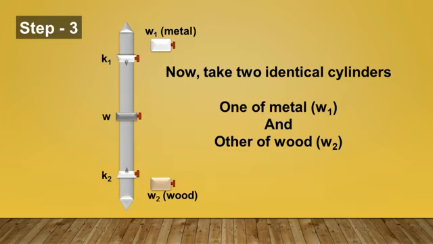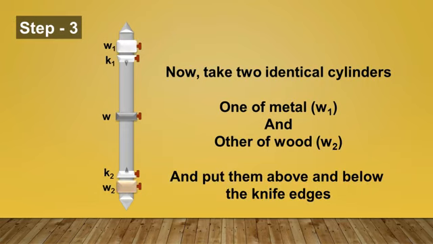Now we have moved to step 3. In this step, you have two identical cylinders. One is made up of metal and the other is made up of wood. So you put them on the rod as well and you can see their arrangement in the figure.